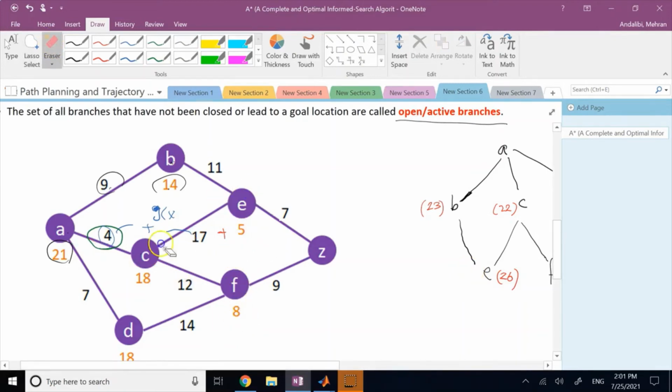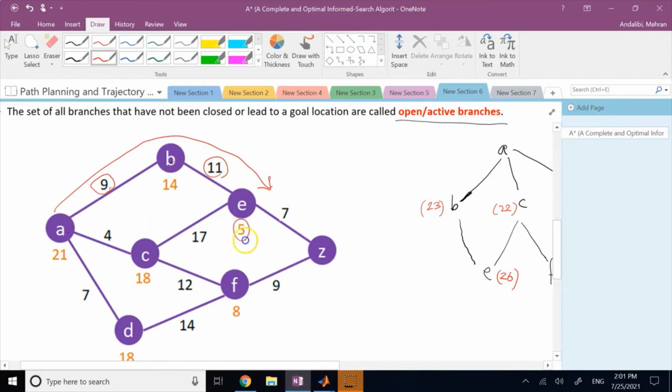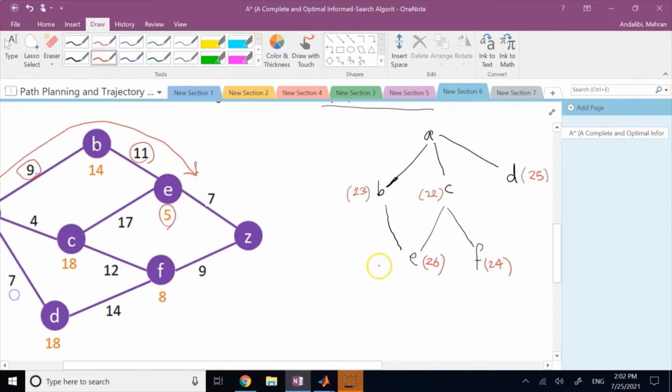So before that, let me do a little bit of cleanup so we can see everything nicely. So my goal is now, instead of going ACE, I want to go this path. How much is the cost? It's 9 plus 11, the total edge is 20, and then plus 5. So the cost of going from A to B to E is 25. Now, which one is good? I used to have a 26, now I do have a 25.